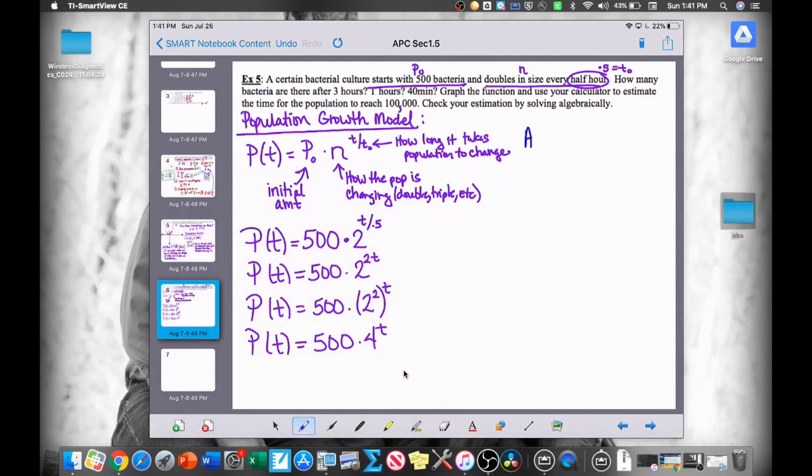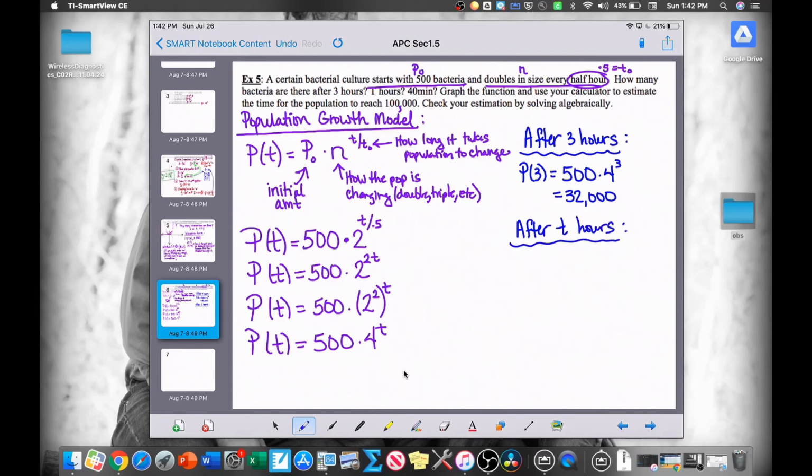So after 3 hours, we just have to use our formula, and P of 3 would be equal to 500 times 4 to the 3rd power, and you just grab your calculator. This is 32,000 bacteria. After t hours, this is the equation that we worked to create. So this is P of t equals 500 times 4 to the t.